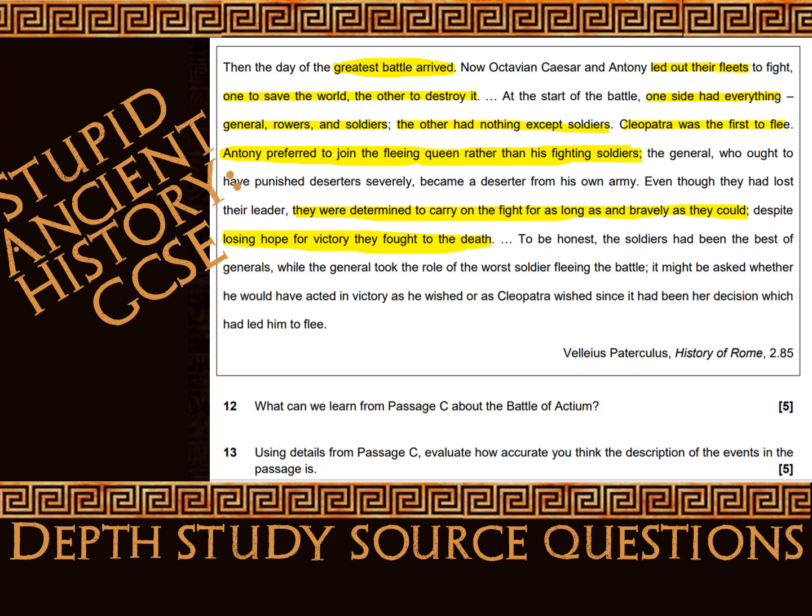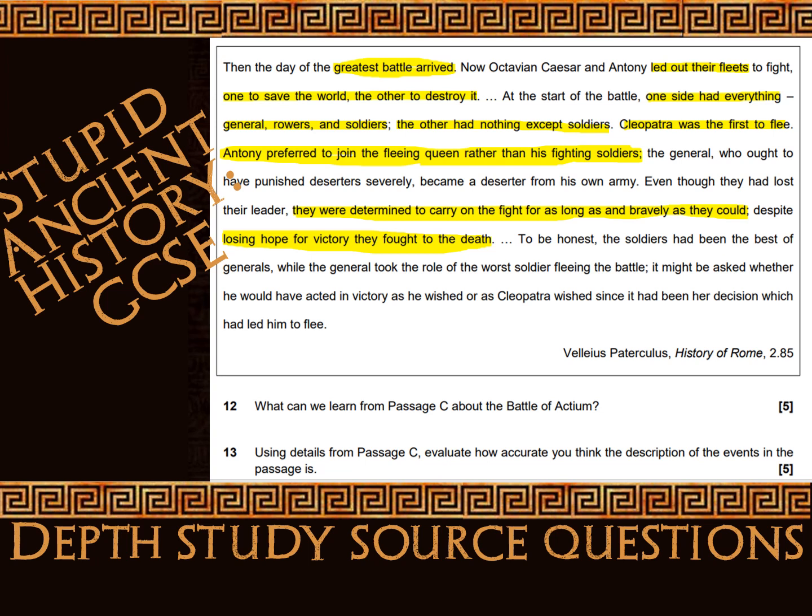He points out that the battle is taking place at sea, so Caesar and Antony led out their fleets to fight. And just in case we missed the subtle point earlier, we've got this very clear description of one who is out to save the world and one who is out to destroy it. Even though Paterculus doesn't name who's on which side, it's pretty clear from everything we know who's out to save the world, Octavian, and who's out to destroy it, Antony. Probably from what we've seen of him on a drunken bender.